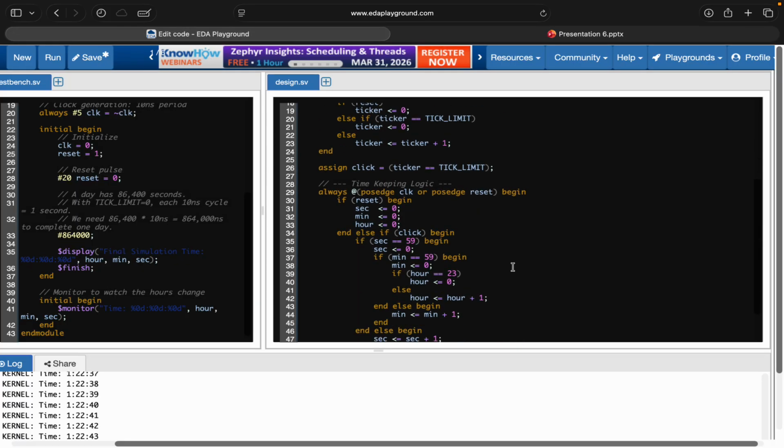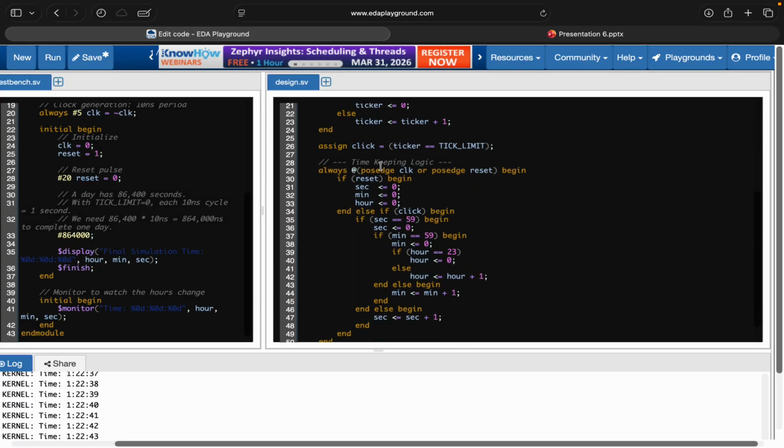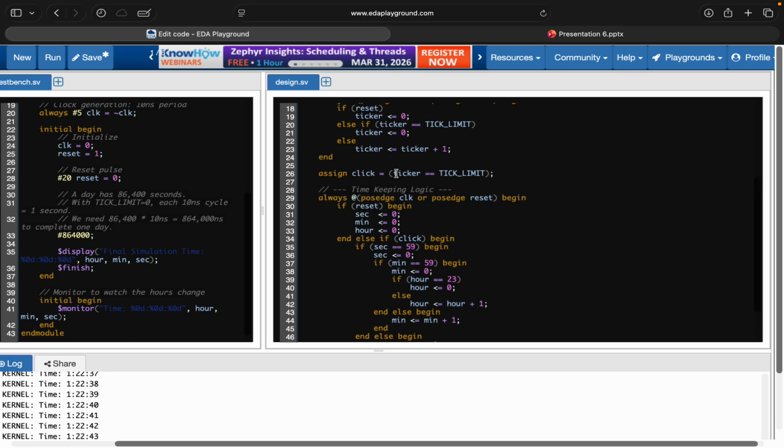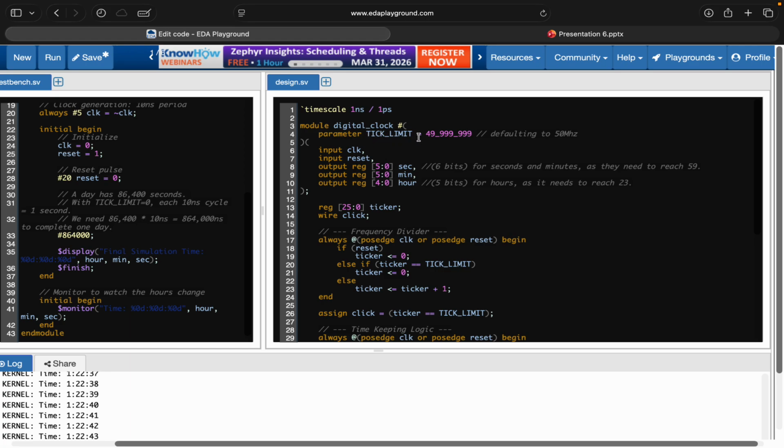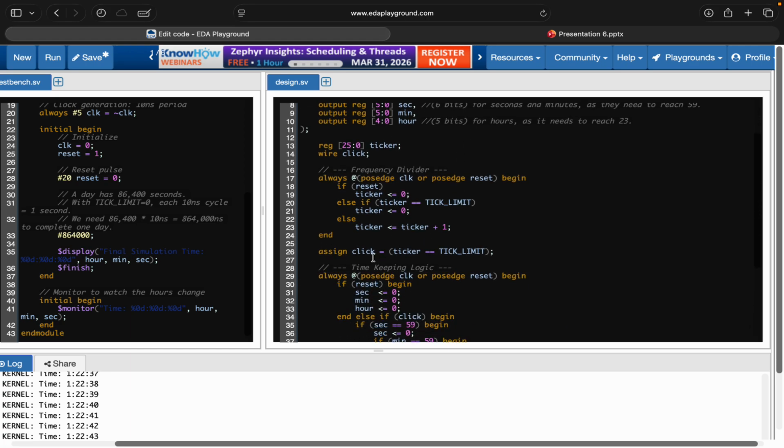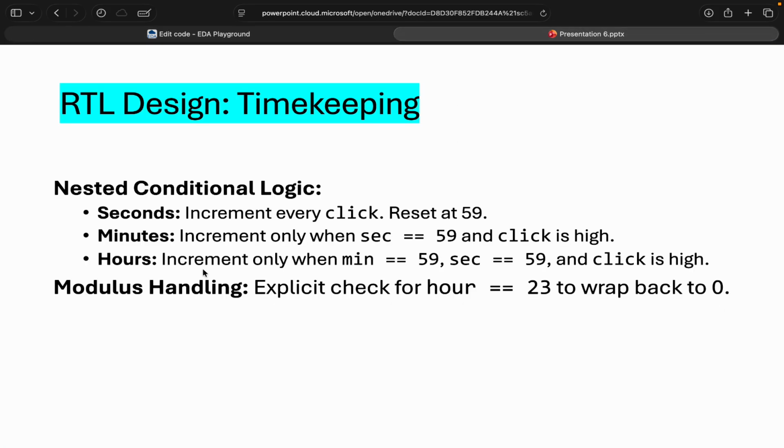Once we have done the frequency divider, we use it whenever your ticker has reached your tick limit. What is my tick limit here? I have given my tick limit as 499999. That means 50 megahertz minus 1. This is my limit. So if it reaches that, the click flag will go high. This is the click we are talking about. Hours will always increment only when minute is equal to 59, second is also equal to 59, and click is high. So this is how we'll handle it.